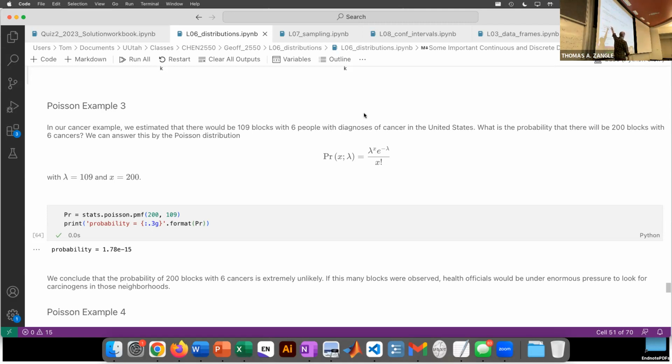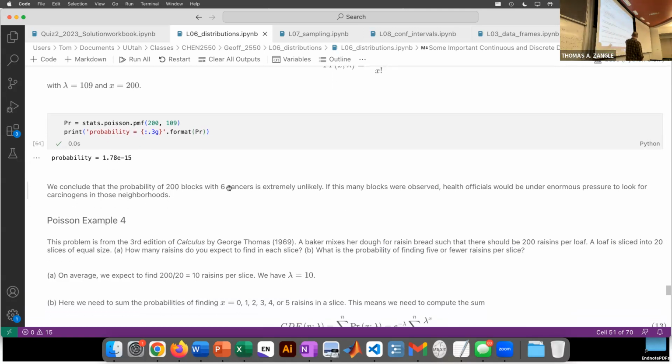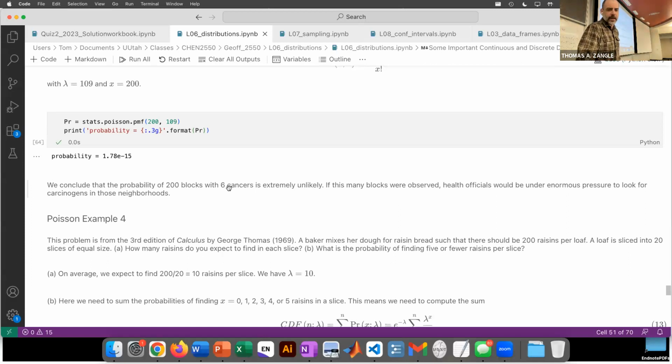And we're going to ask now, what's the probability of seeing 200? If we know that the average is 109 blocks with 6 cancers in a given year, what's the probability of seeing 200 blocks with 6 cancers in a given year? Again, we can approximate this with Poisson, and we end up with 1.8 times 10 to the minus 15. So it's not terribly probable that we're going to see that many blocks with 6 cancers. So to return to the cancer example, if we see this, it would be evidence that you would want to look for carcinogens, that you may have some kind of cancer cluster event.